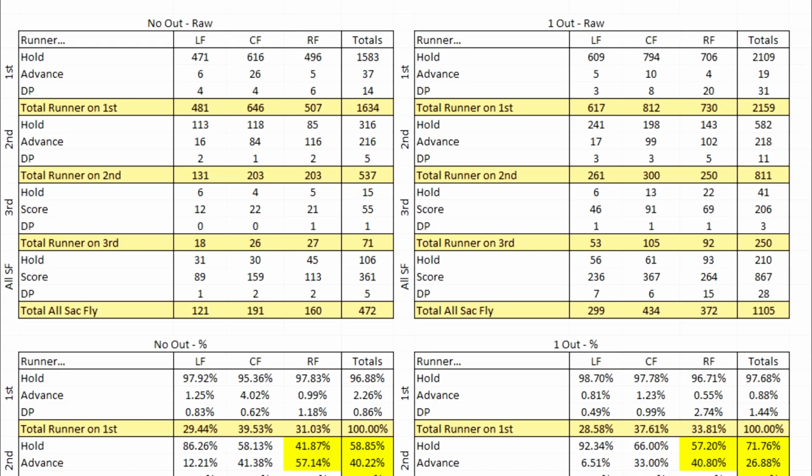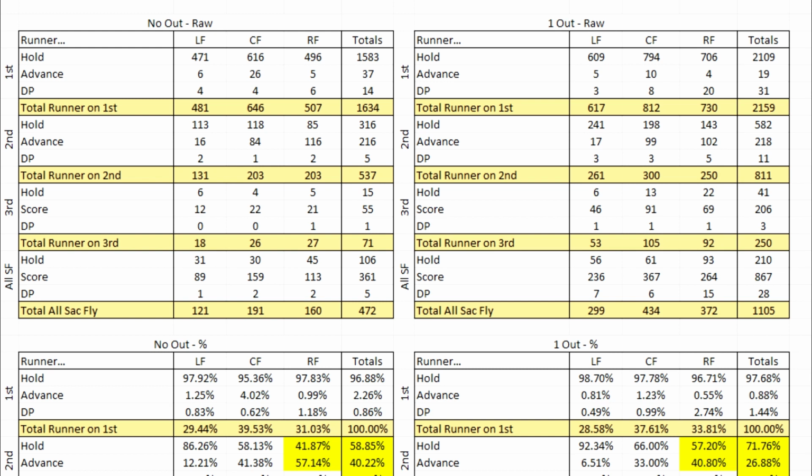But in this video, I'm only going to focus on a single runner on base, either on first, second, or third, or all sac flies, because I think sac flies are another case where I bet you're curious to know how often sac flies happen, how often the runner on third holds, and how often there's a double play, a tag up double play. So that's what we're going to be talking about today. Let's get into it.